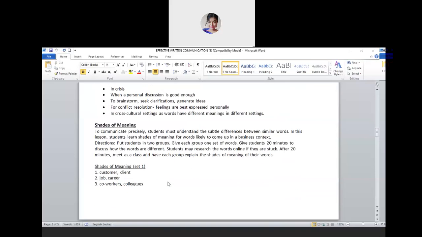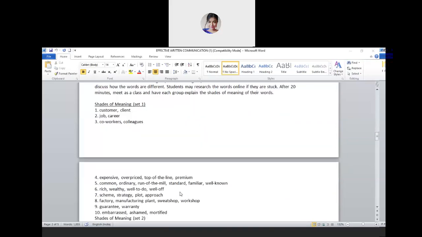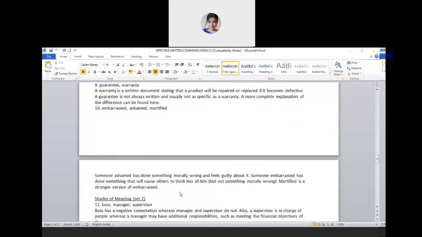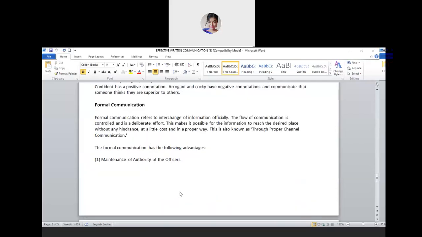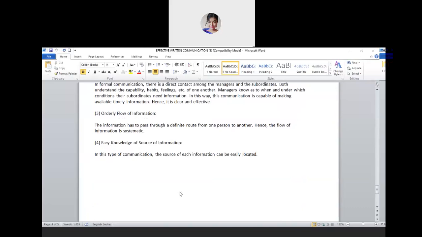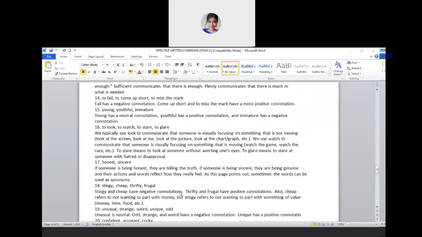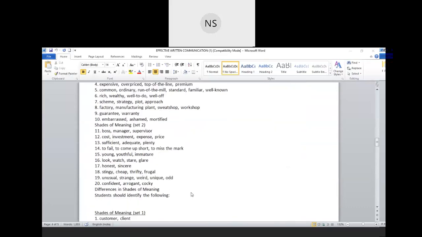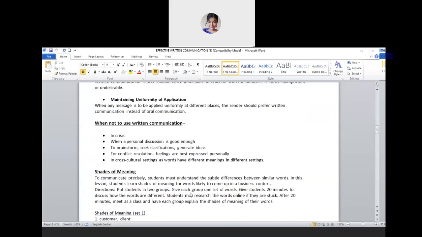Is there any doubt regarding the points? No, ma'am. No, ma'am. All right, then I'll be providing you the notes. I will be sharing this file with you all in the WhatsApp group.